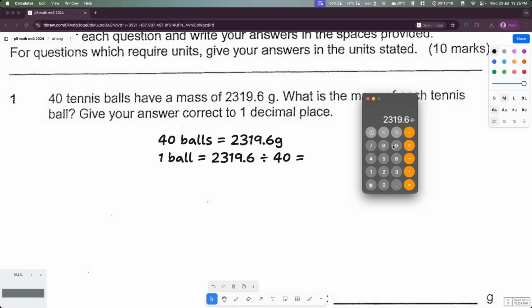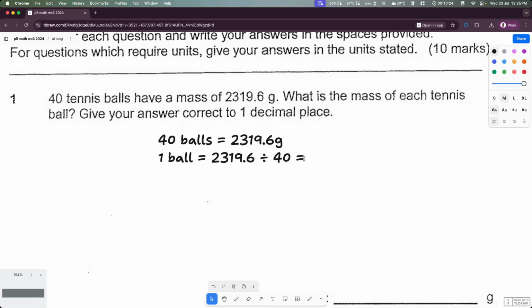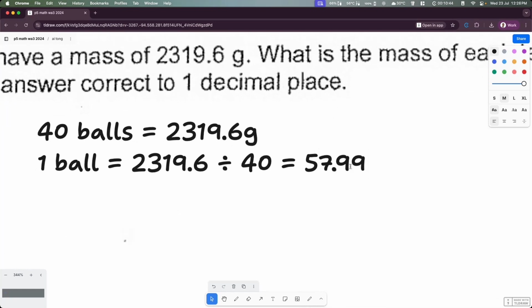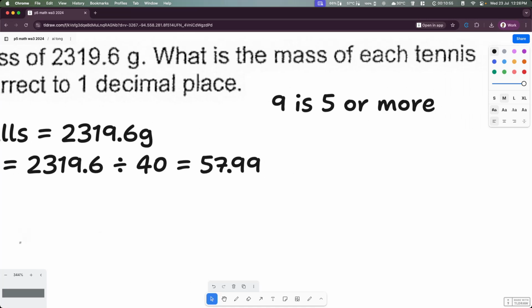2,319.6 divided by 40, and this gives us 57.99. So we're going to write down 57.99. However, we want to give our answer to one decimal place. It's grams. So we want to make this into one decimal place. The one decimal place is over here, so we need to look at the next number, which is 9. 9 is 5 or more, which means we can round up.